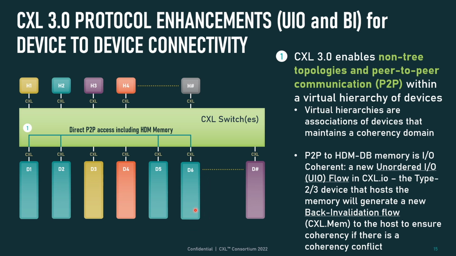And the way D6 maintains coherence with the rest of the system is through a new flow that got introduced in CXL 3.0, which is called back invalidate. A back invalidate is a brand new flow that got introduced in CXL.mem. The back invalidate flow essentially is a way for the CXL device to resolve any coherency conflicts that might arise as a result of peer-to-peer requests coming into this cache coherent memory, by sending requests up to the host for, as the name suggests, backward invalidations.